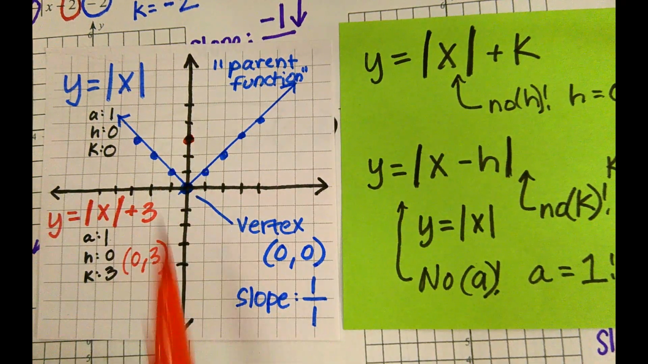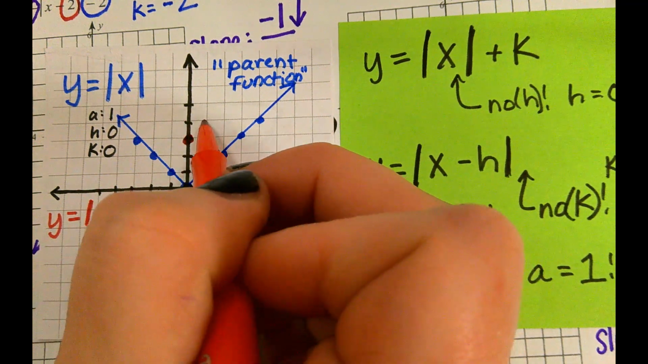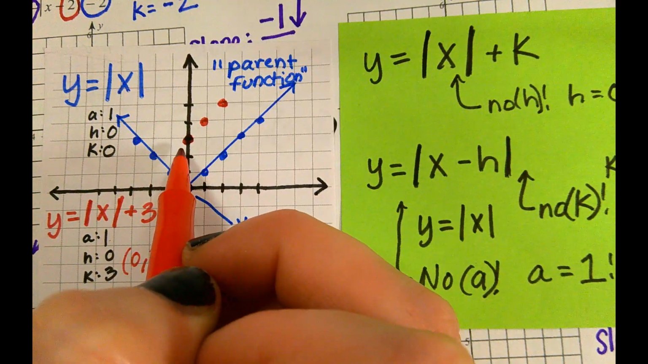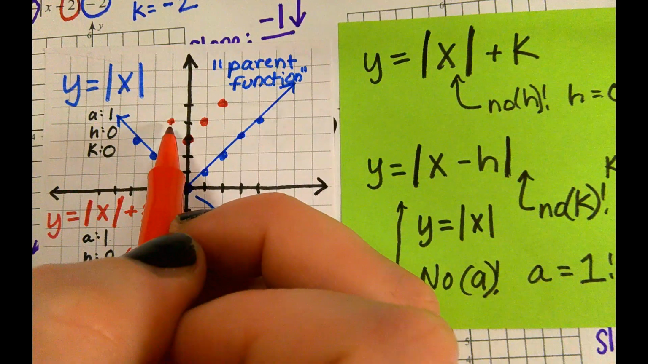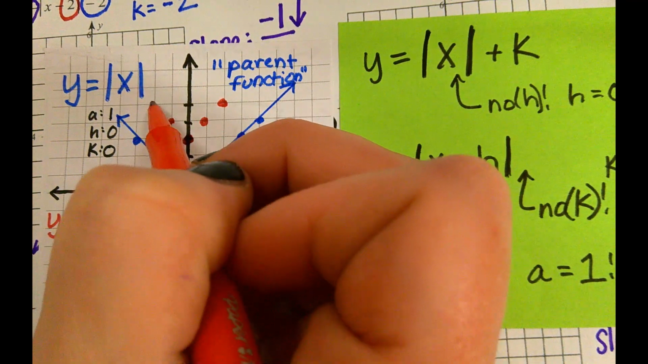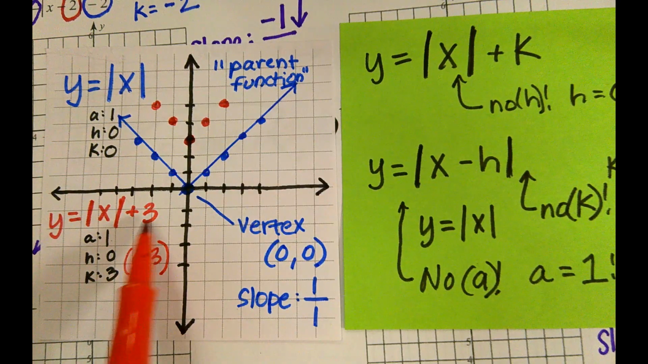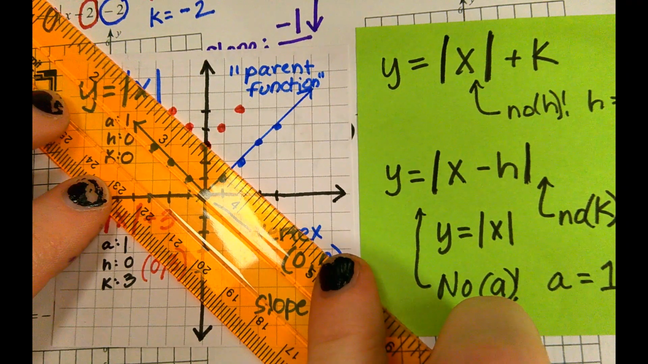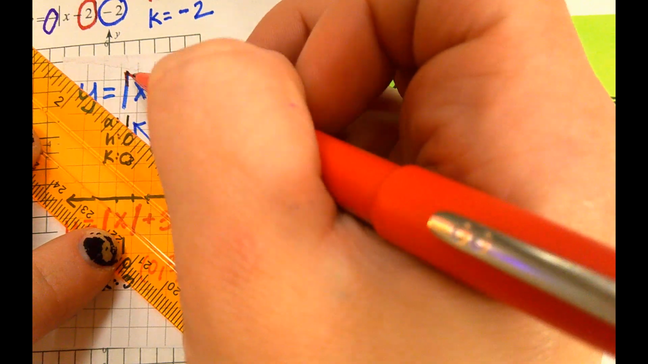And we said the slope is 1 over 1. So we do the same thing here. Up 1 over 1. Back to the vertex. Up 1 over 1. You see how the plus 3 changes the graph? It scoots it up 3 spaces. Changes it just a little bit. But the slope is the same. So it's still going to have kind of the same look to it.